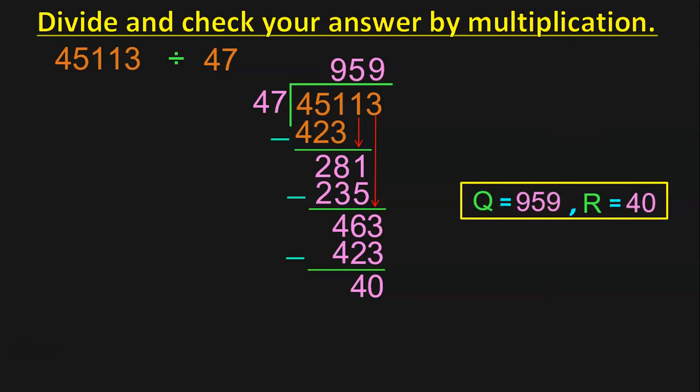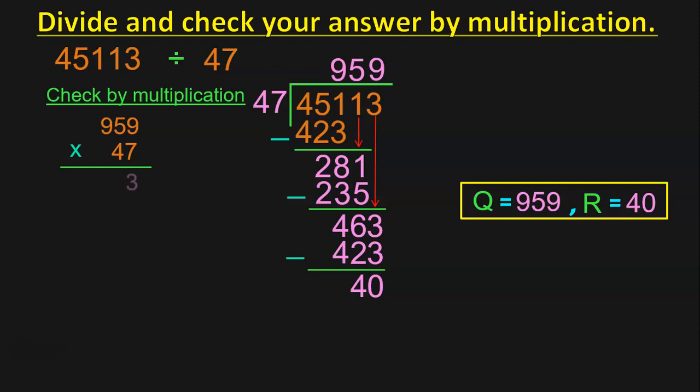Let us see if the division is correct by the method of multiplication. What do you do? You multiply the quotient by the divisor 47. 7 into 9 is 63, 3 carry over 6. 5 sevens are 35. 35 plus 6 is 41, 1 carry over 4. 7 nines are 63. 63 plus 4 is 67. The next step is to add a 0 in the ones place.